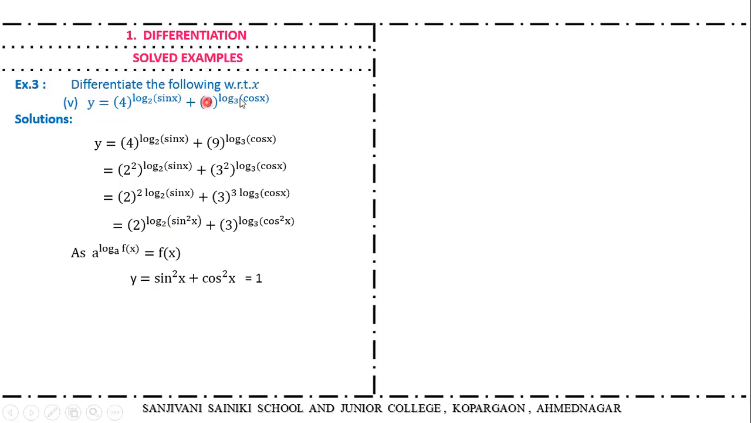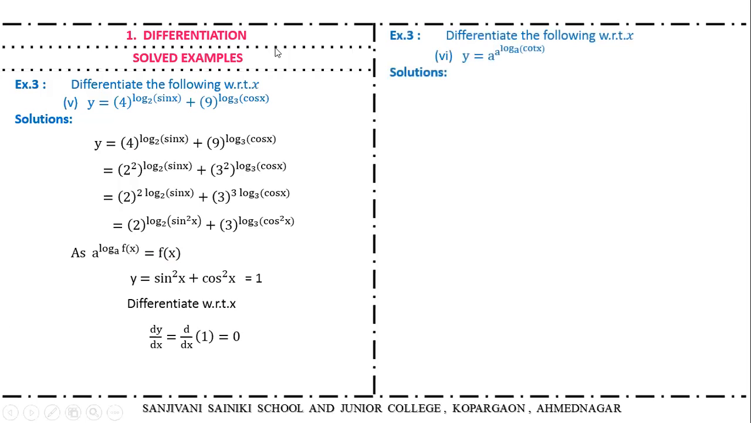So the given function, instead of writing all this function, I will write it as y is equal to 1 only, and differentiate with respect to x. So dy by dx is d by dx of 1, and it comes out to be 0. So this is the derivative of the given function.